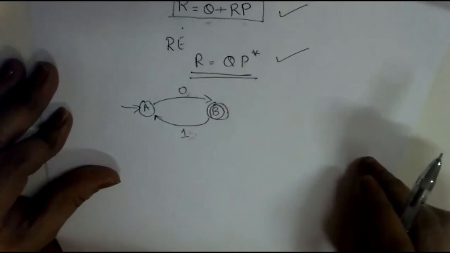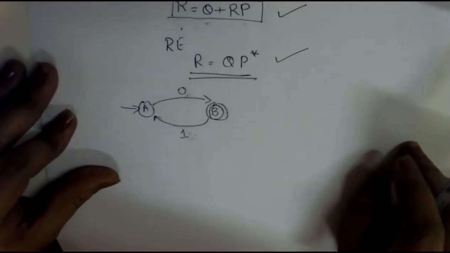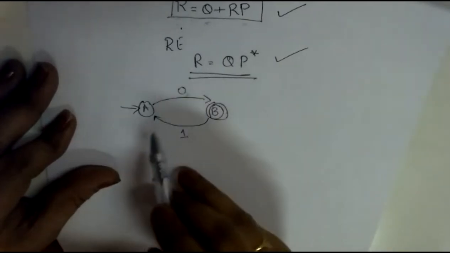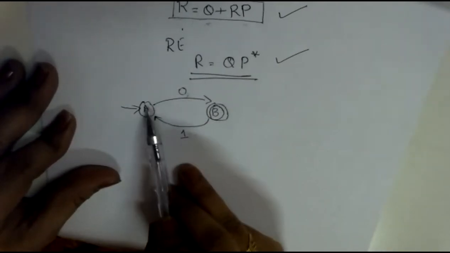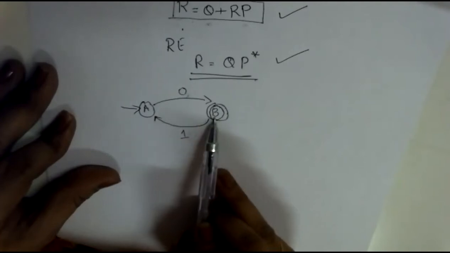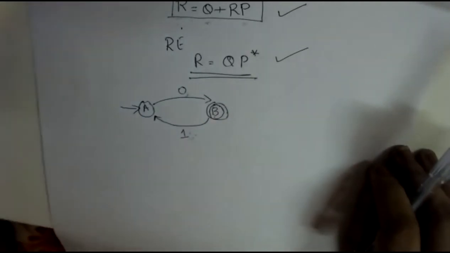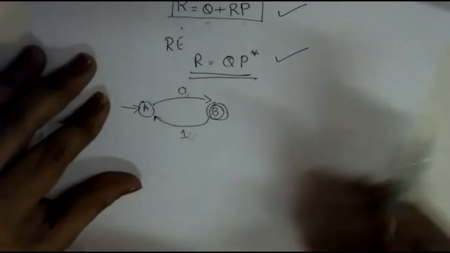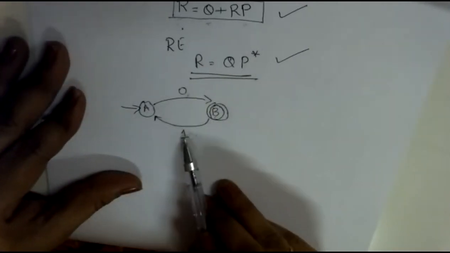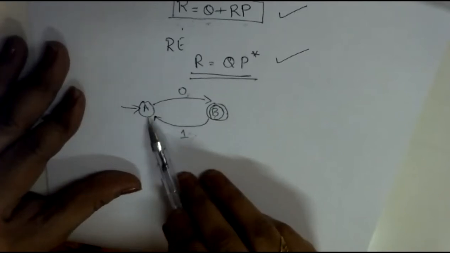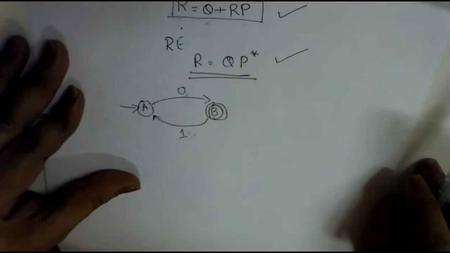A or B? Sarita, again, from where did you get A and B? The arrows are from A to B and B to A. If the arrow was from A to B and A to B, then your answer would be right. It is 0 or 1. But here, for 0 we have A to B, and the 1 transition is from B to A, right? It cannot be 0 or 1.